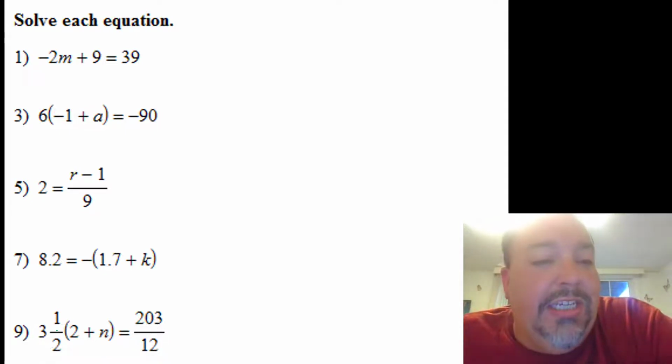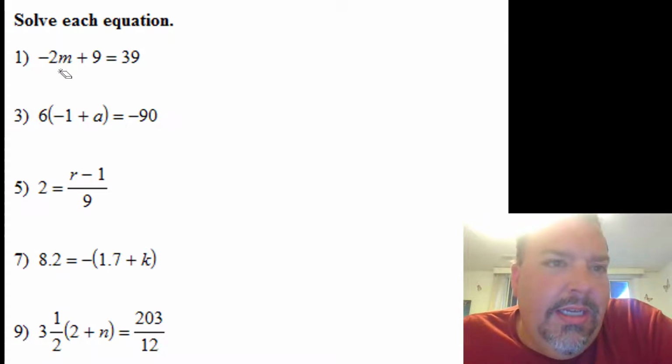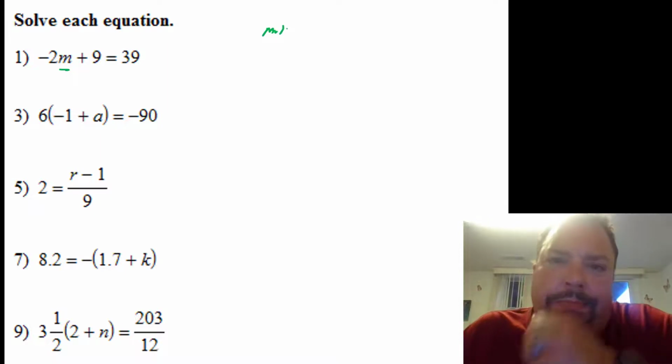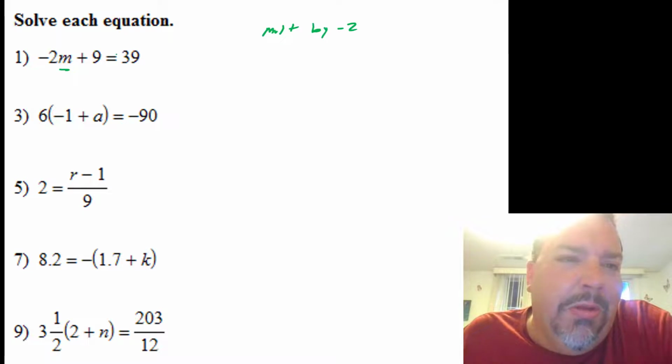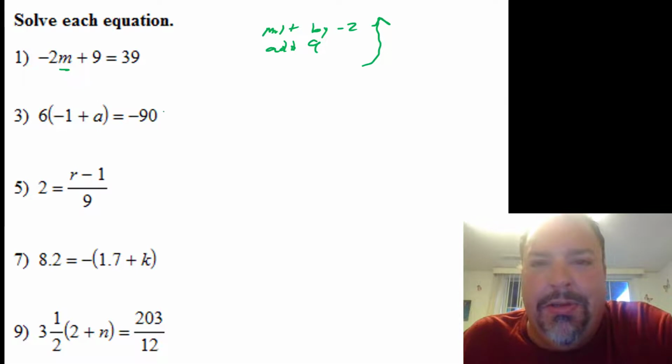Now we get to some multi-step equations, and for these, I think it's easiest if you think about what is being done to this variable and think about how to work backwards. All right, so here we just have 1m. It's over here by itself on the left, and it's being multiplied by negative 2. So let me take some notes here. So we're multiplying by a negative 2. And then after it's being multiplied by negative 2, we're adding a 9 to it. So we want to reverse this process, go backwards, and do the opposite, the reverse operation.